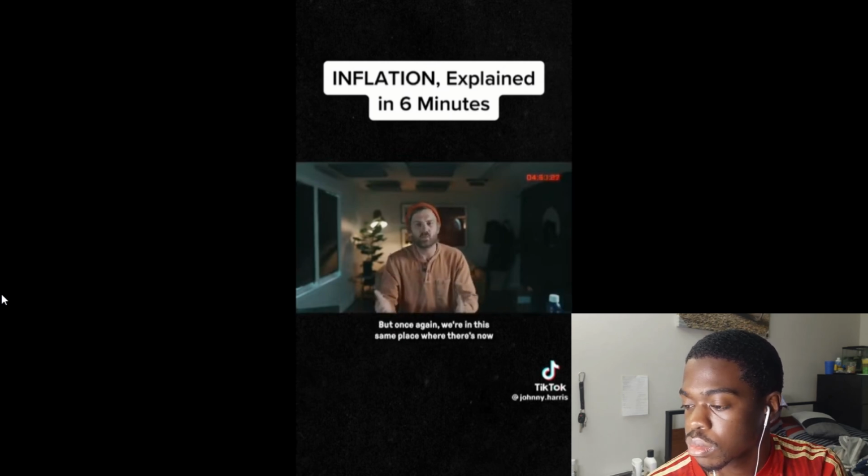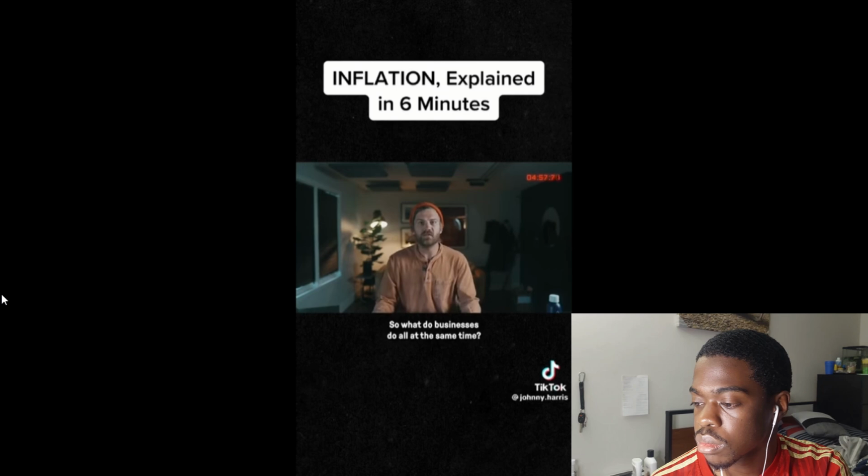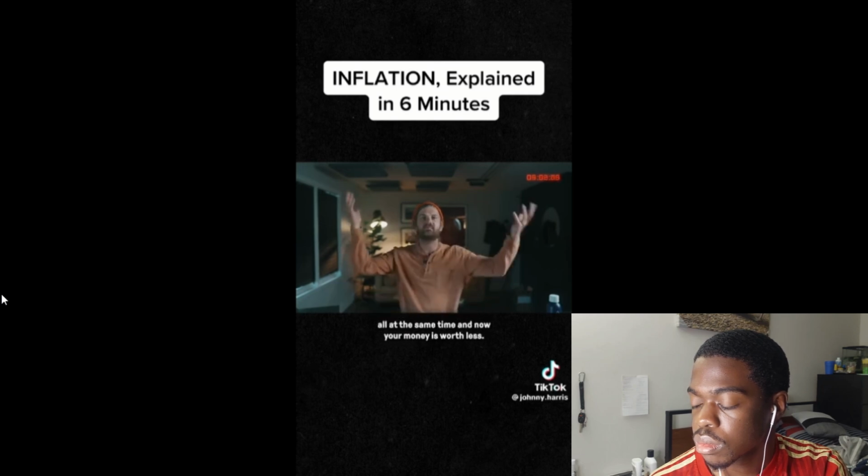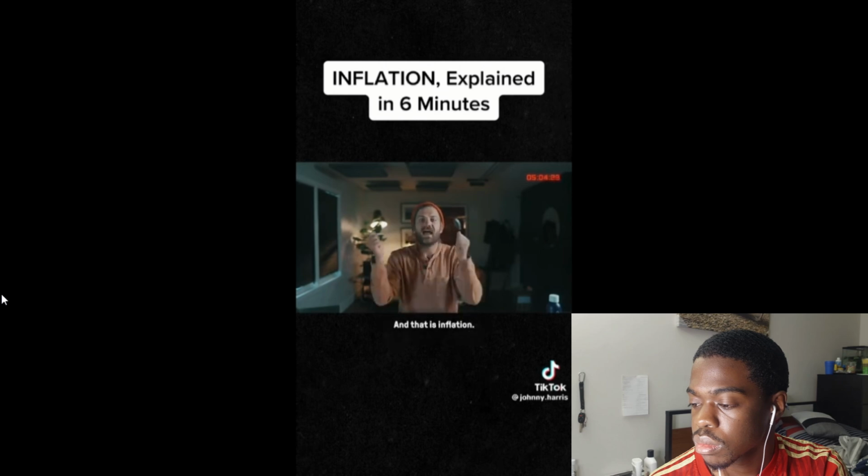But once again, we're in this same place where there's now too much money to borrow and spend and not enough goods and services to spend it on. So what do businesses do all at the same time? They raise prices to meet all this new demand all at the same time. And now your money is worth less, and that is inflation.